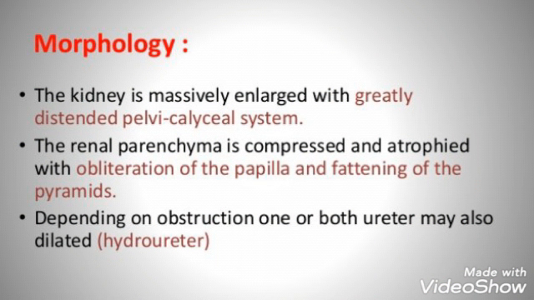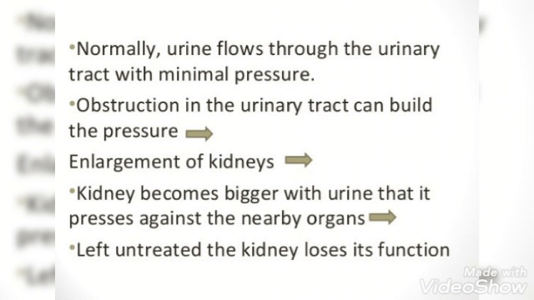Morphology. The kidney is massively enlarged with greatly distended pelvic-calyceal system. The renal parenchyma is compressed and atrophied with obliteration of the papilla and flattening of the pyramids. Depending on the obstruction, one or both ureters may also dilate, hydroureter.